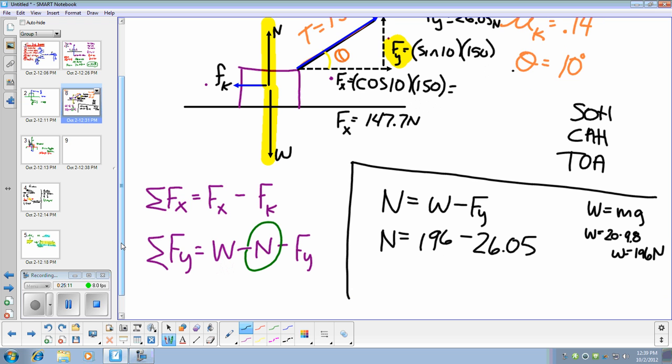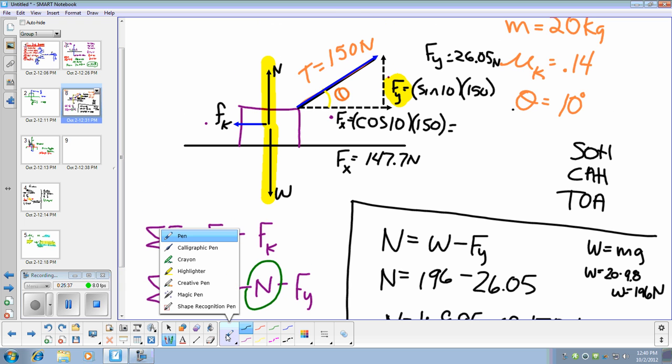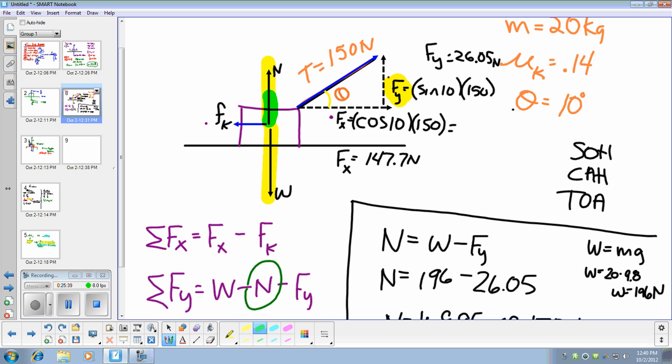So anywho, back to our normal. What we see is that our normal value is going to be 196 minus 26.05. We find that our normal value then is going to be 169.95. Let's just round that up to 170 newtons for our normal value. And that's why this arrow for our normal value is slightly smaller than this arrow down here, because there are more components influencing that force in the y direction.